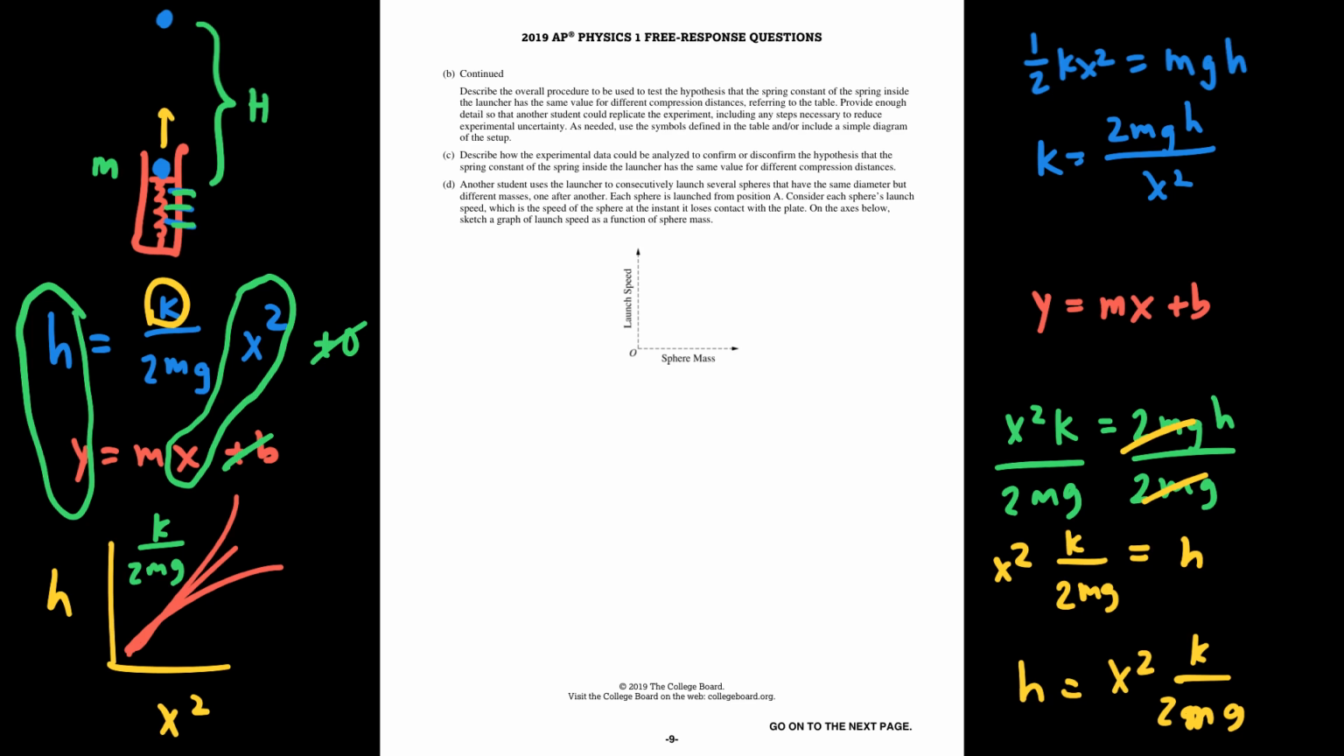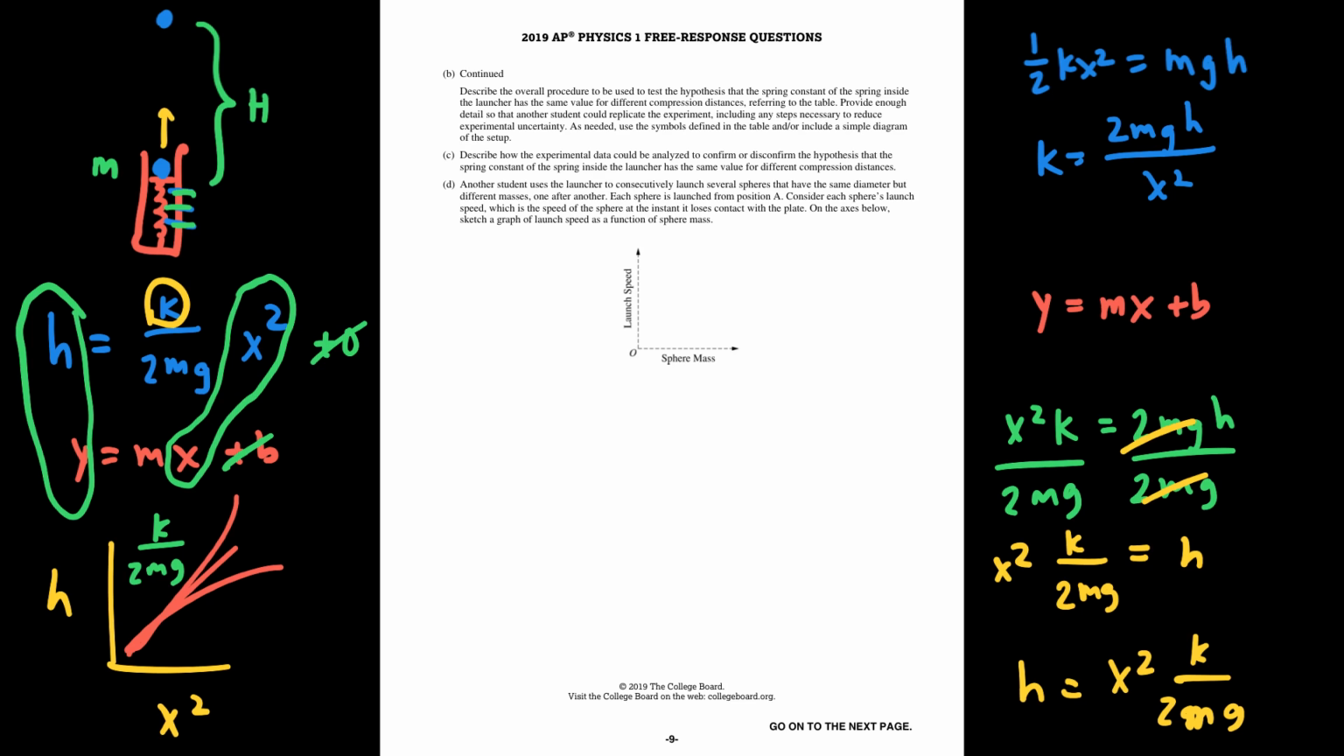The last part, part D, says another student uses the launcher to consecutively launch several spheres that have the same diameter but different masses, one after another. Each sphere is launched from position A. Consider each sphere's launch speed, which is the speed of the sphere the instant it loses contact with the plate. On the axes below, sketch a graph of launch speed as a function of sphere mass.